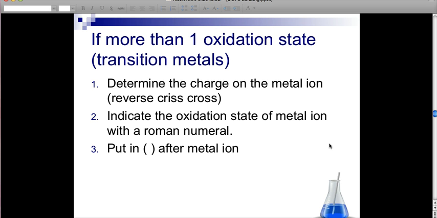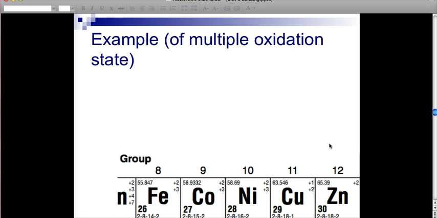If there is more than one oxidation state, in other words our transition metals, you need to determine the charge of the metal based on the ion. In other words, you need to reverse the crisscross method we learned in Lesson 5. Indicate the oxidation state of the metal ion with a Roman numeral, and then you will place the Roman numeral in parentheses after the metal ion.